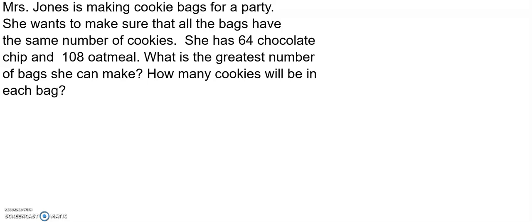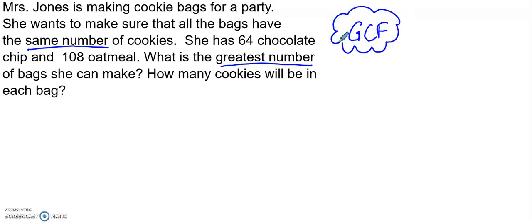So hopefully you were able to find the key words as same number and greatest number. Same number, greatest number, I'm thinking it's going to be a GCF problem. So my thought bubble says it's going to be GCF. And the GCF is going to tell me the number of bags. She wants the greatest number of bags. GCF, greatest number of bags.